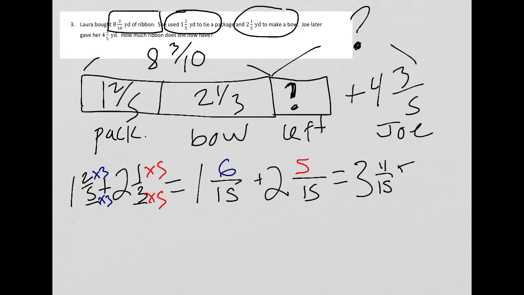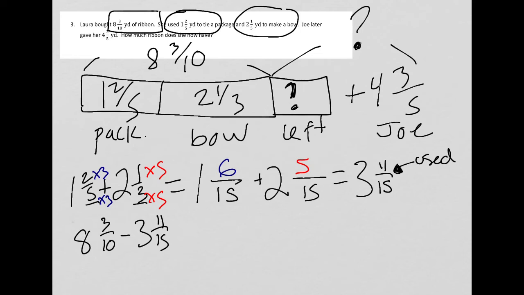This is how much she used. She used that amount of ribbon. So what she had left is going to be 8 3/10 minus 3 11/15. That's going to be how much she has left. Then I'm going to add that together with what Joe gave her.